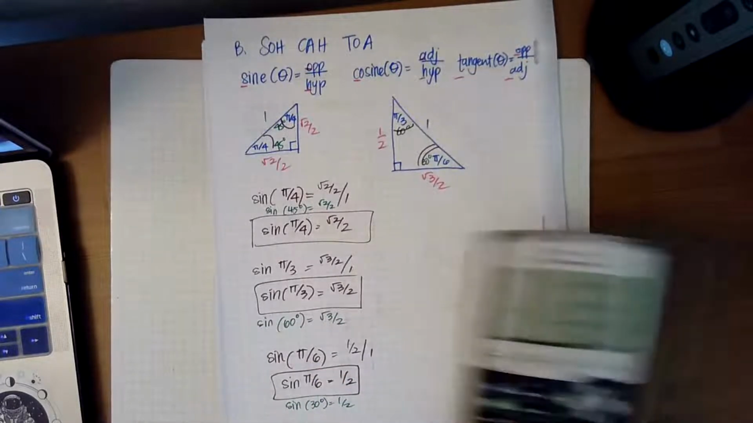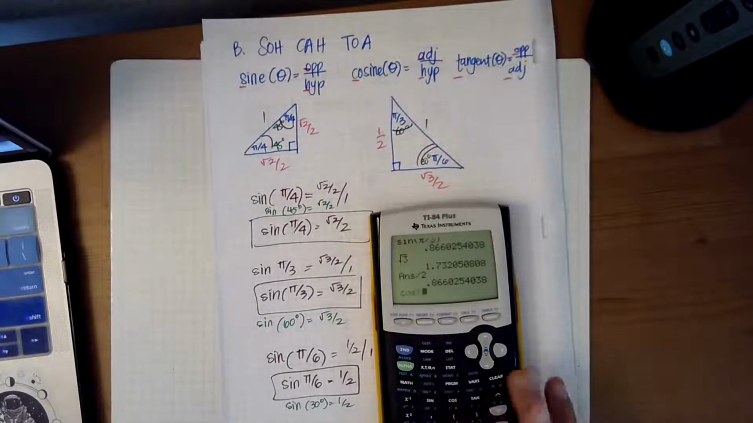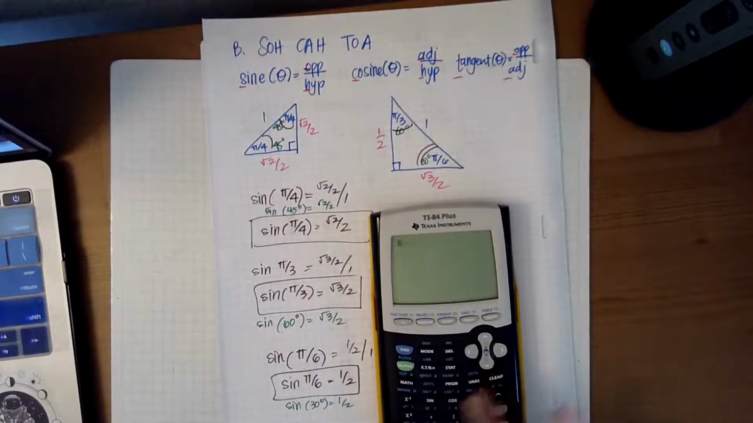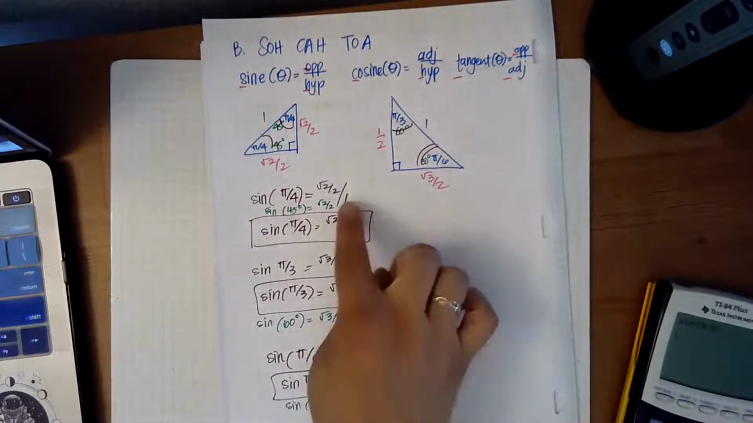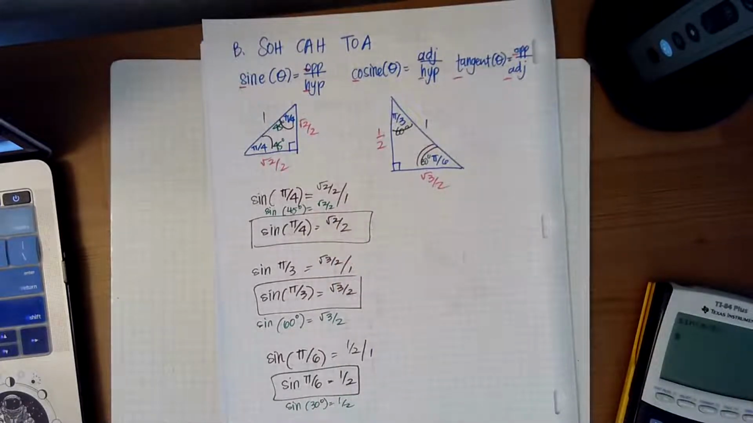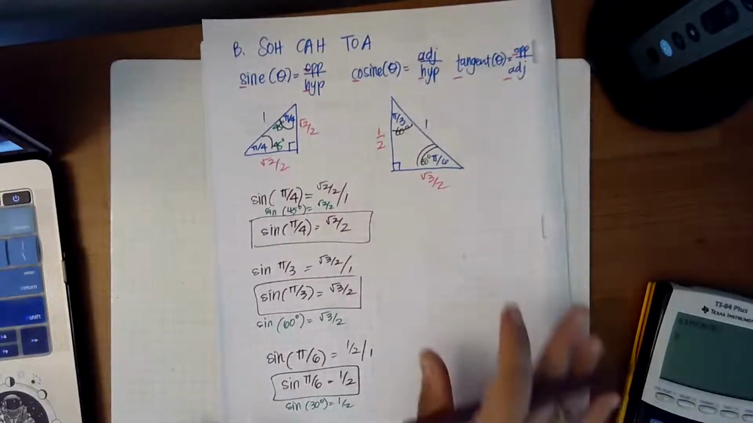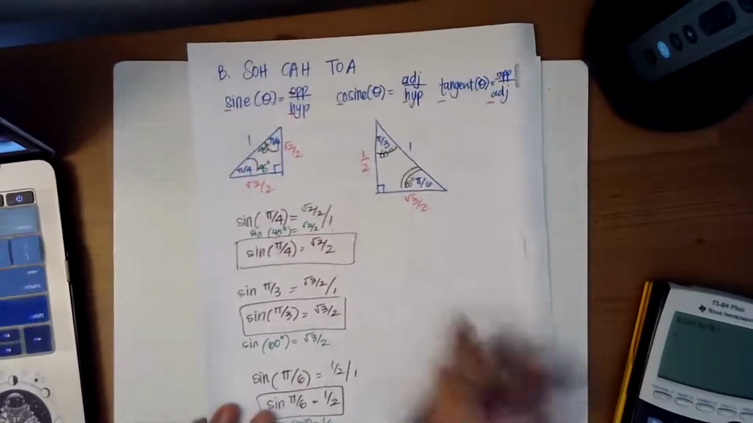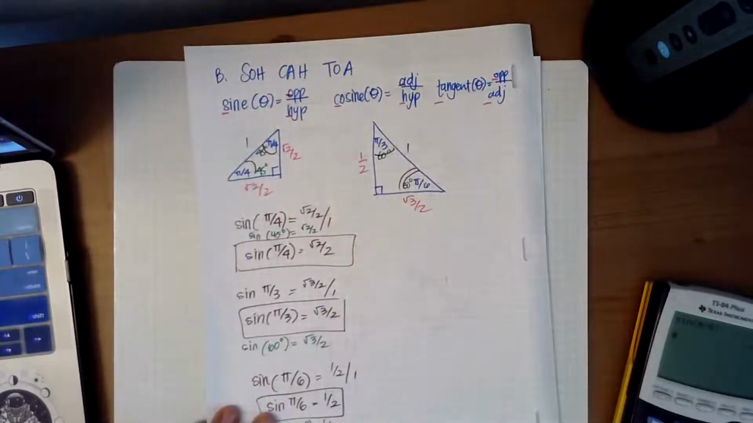Again, let's prove it. Sine pi over 6. Look at that, 0.5. Cool. So we recognize some of those. Let's go ahead and do some cosine analysis. Your homework this week will also have cosine. Cosine is adjacent over hypotenuse.